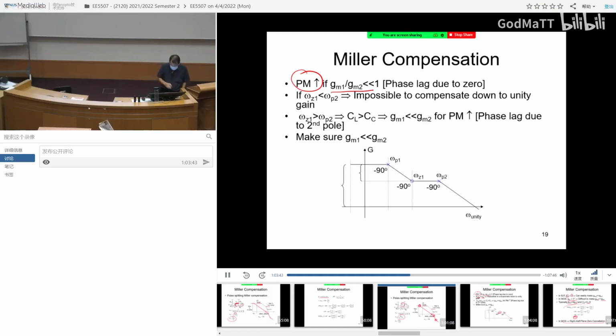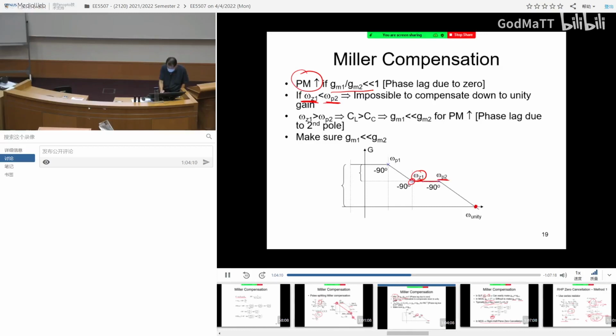Another thing, your 0 frequency can never be smaller than your second pole frequency. If that is happening, no compensation is possible. Okay, the reason is simple. You can see that omega z1 already contributes minus 90 degrees. But where do you reach unity frequency? If you have the 0 frequency smaller than your non-dominant pole, there is a portion of the gain that becomes flat before it starts dropping again.